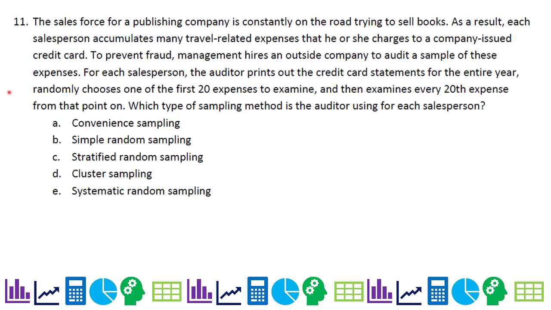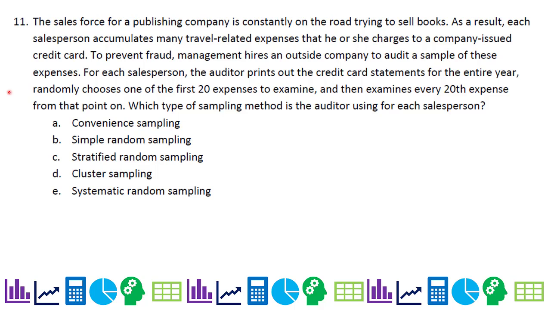Number 11, the sales force for a publishing company is constantly on the road trying to sell books. As a result, each salesperson accumulates many travel-related expenses that he or she charges to a company-issued credit card. To prevent fraud, management hires an outside company to audit a sample of these expenses. For each salesperson, the auditor prints out the credit card statements for the entire year.